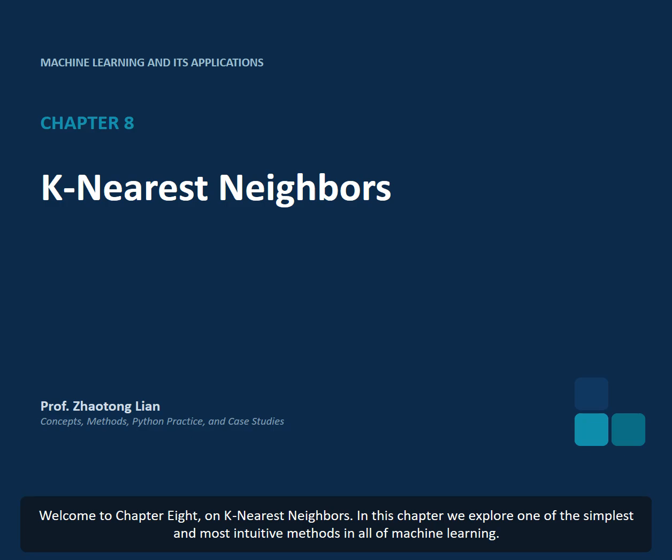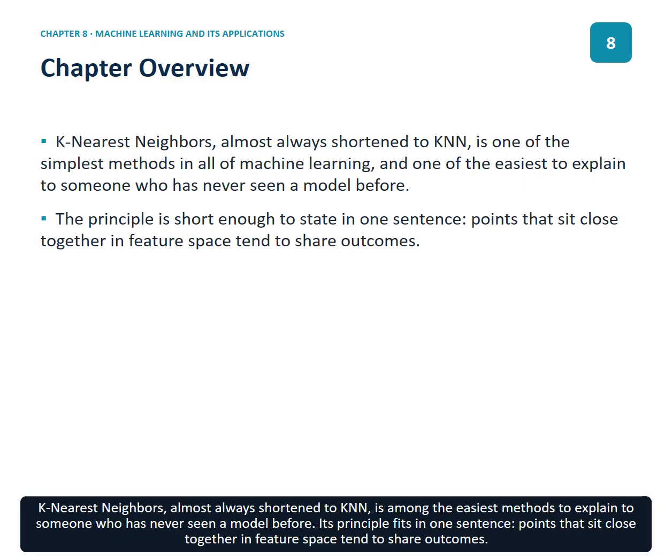Welcome to Chapter 8 on K-nearest neighbors. In this chapter, we explore one of the simplest and most intuitive methods in all of machine learning. K-nearest neighbors, almost always shortened to KNN, is among the easiest methods to explain to someone who has never seen a model before. Its principle fits in one sentence. Points that sit close together in feature space tend to share outcomes.